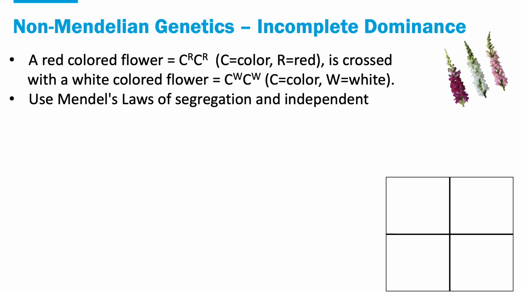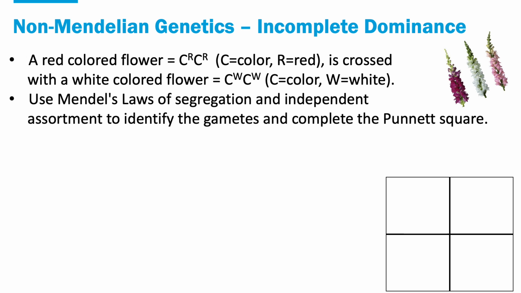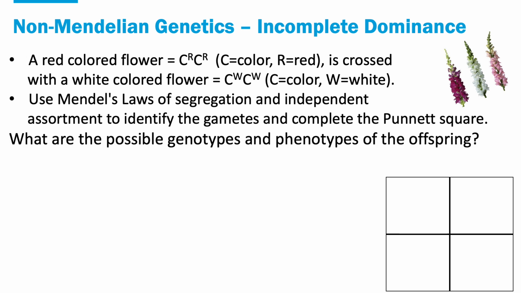Using Mendel's laws of segregation and independent assortment to identify the gametes for our Punnett square. So again, we know that one of our parents is going to be red, so our gametes, when we separate those into individuals. And then we have our two gametes for our white colored flower. And then you'd still fill in your Punnett square the same way that we normally do. We're just now indicating that we're specifically looking at colors.